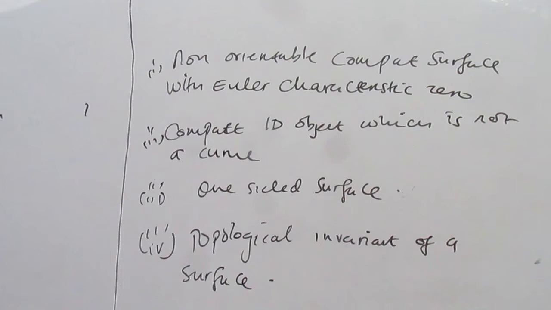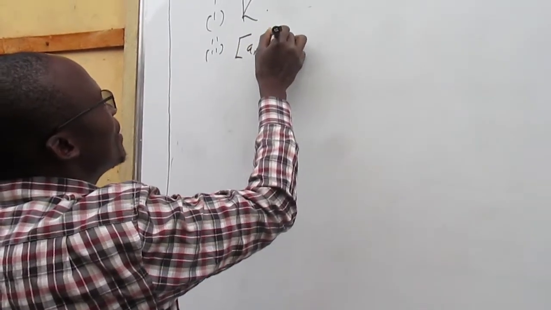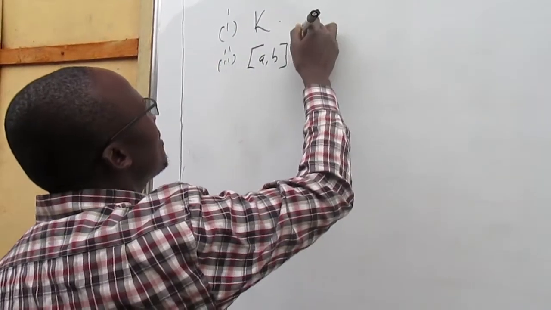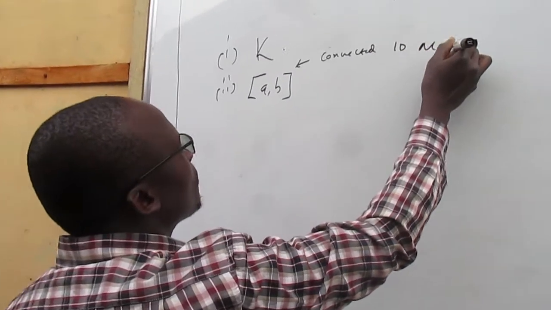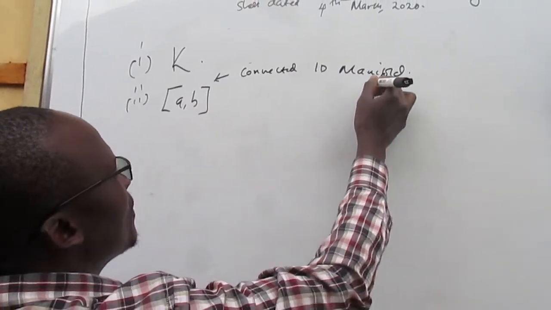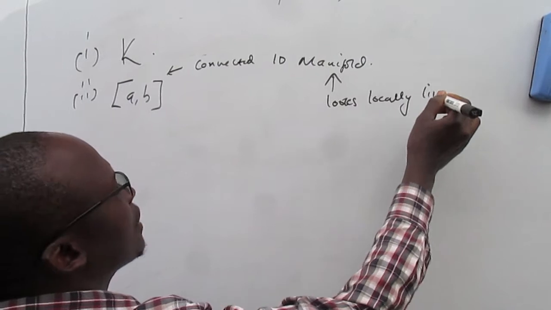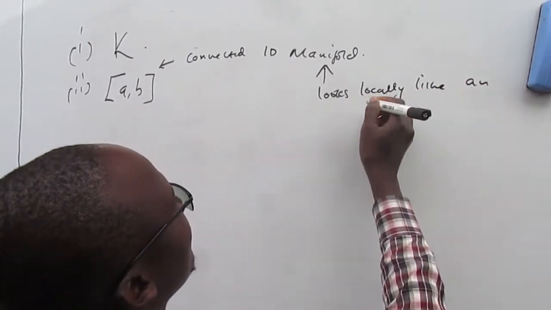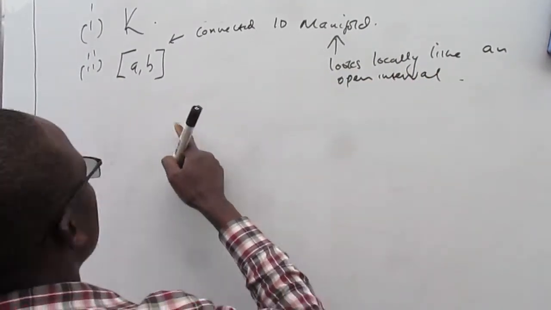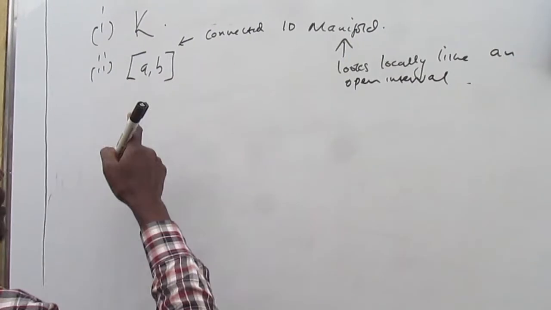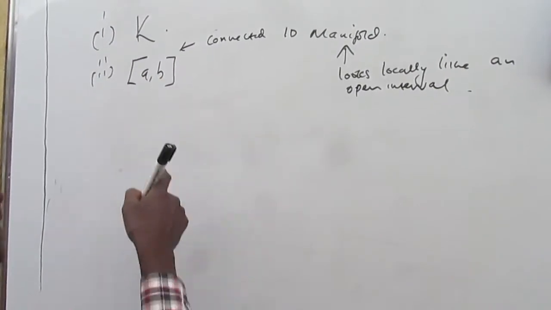Now we want a compact one-dimensional object which is not a curve. The example I'm going to give in this case is a closed interval, and the reason being a curve is a connected one-dimensional manifold, and a manifold looks locally like the real line or an open interval. So if you look at the neighborhoods of this point, there are some neighborhoods which will not resemble the open interval, namely the neighborhoods of the endpoints.